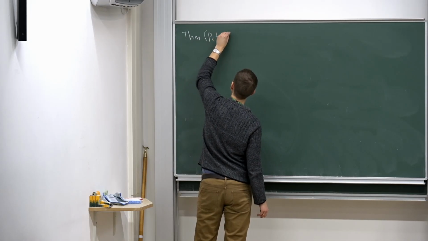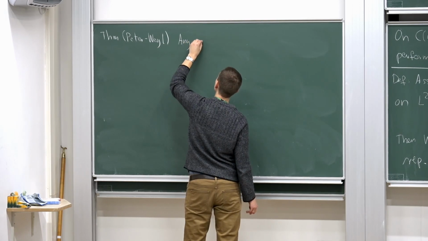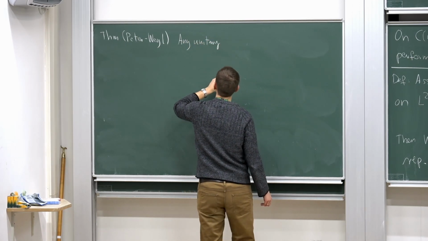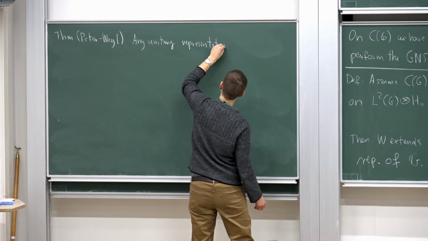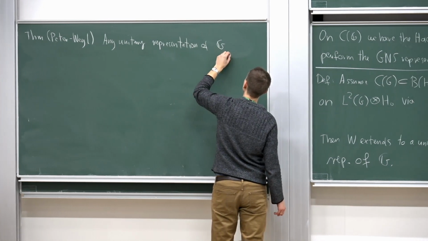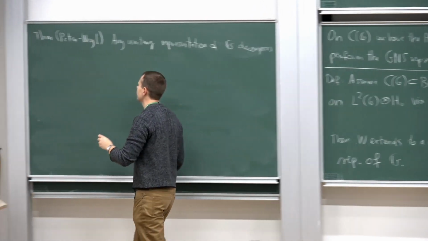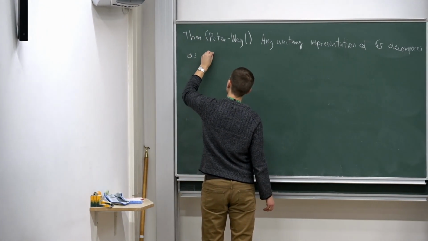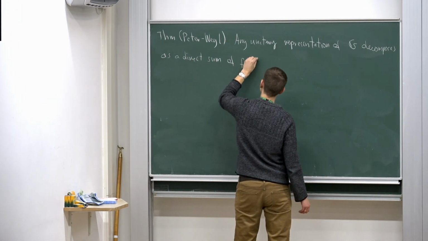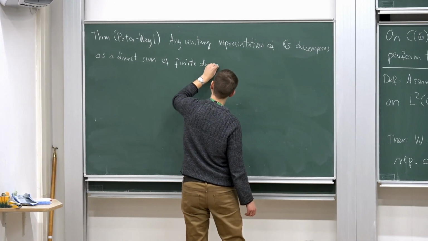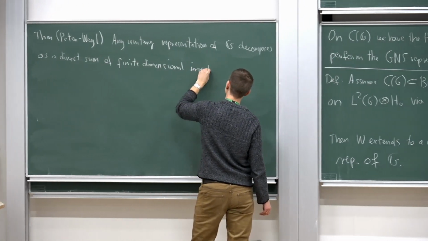Right, so the theorem, the first part of the statement, is that any unitary representation of G decomposes as a direct sum of finite dimensional irreducible representations.